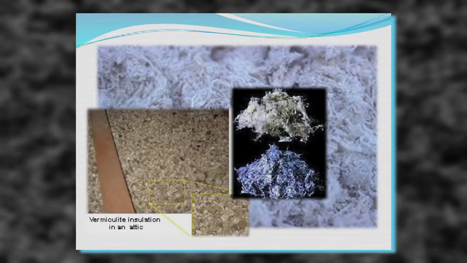Vermiculite really kind of looks like, you know, when you burn your log in your fireplace and those little geometric chunks fall off. That's what it looks like. Vermiculite is actually a type of insulation that sometimes has asbestos in it. Not all vermiculite has asbestos in it, but most vermiculite does.